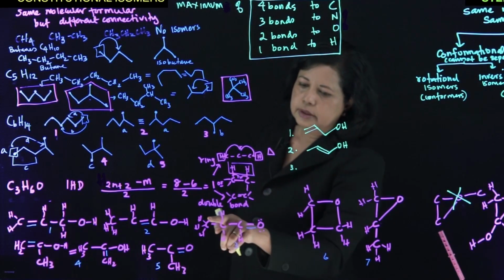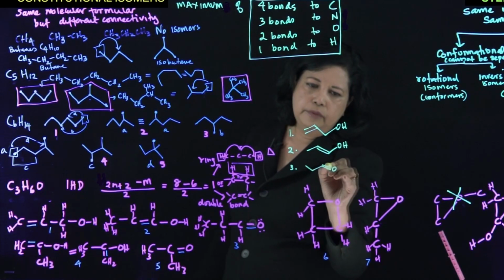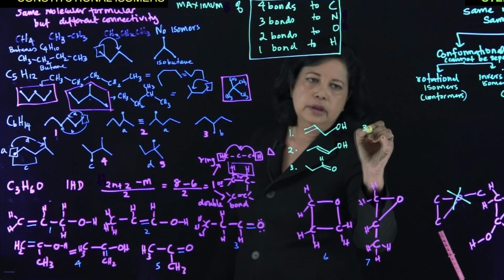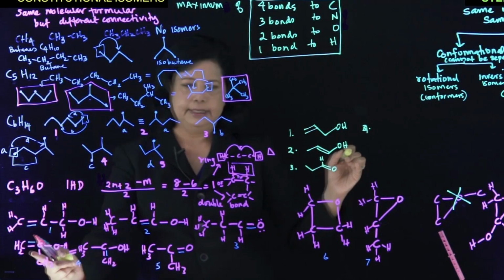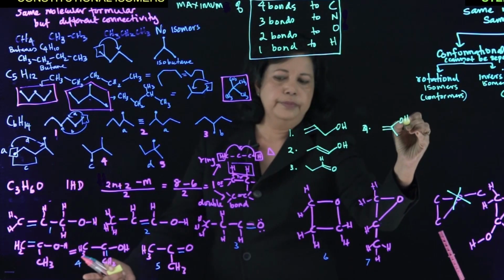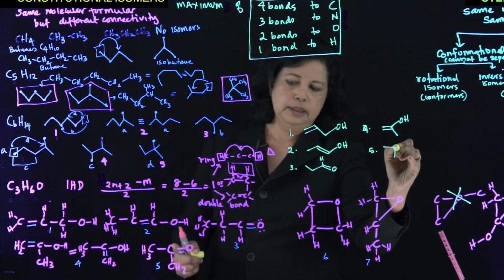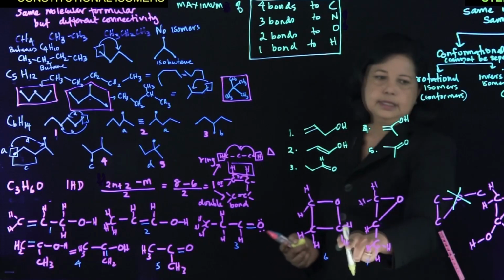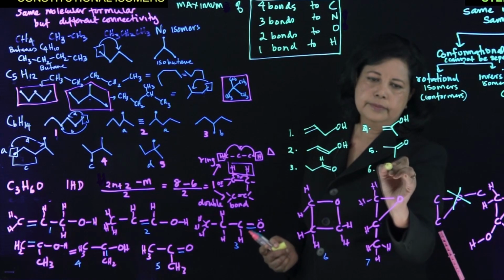So 3 is going to be 1, 2, and this. And when you have a carbonyl, you need to put that hydrogen. 3, 4 is going to be a double bond with an OH. 5 is going to be 2 single bonds with a double bond like that. 6 is going to be a box.